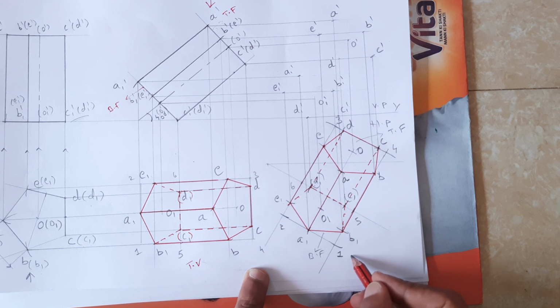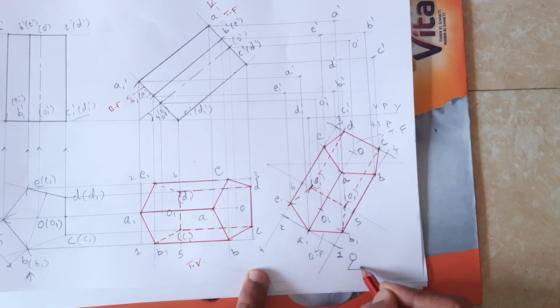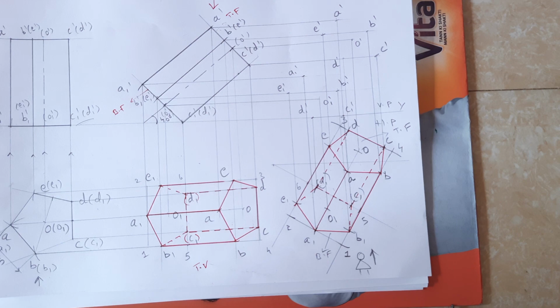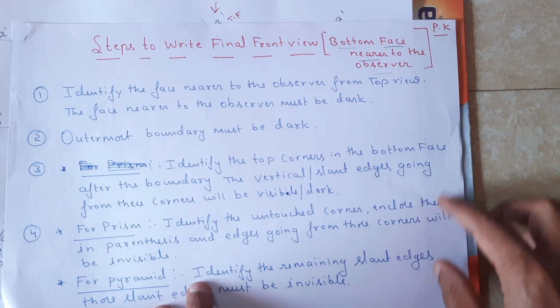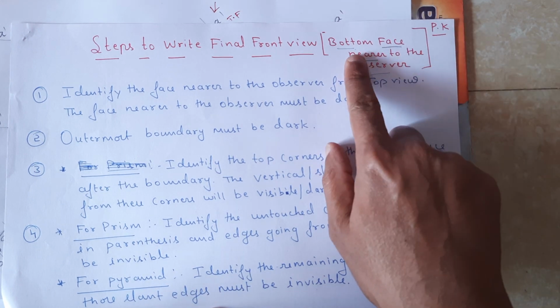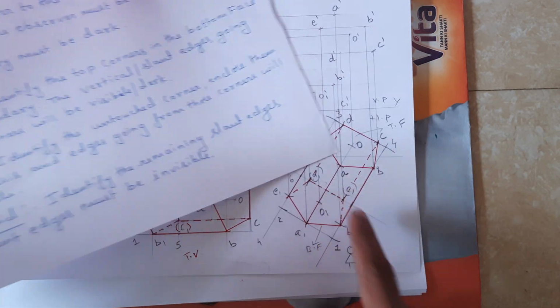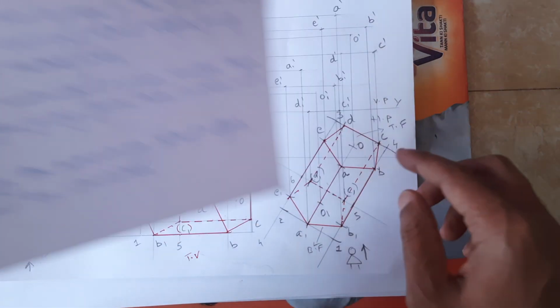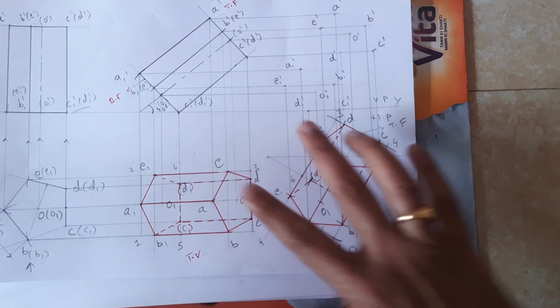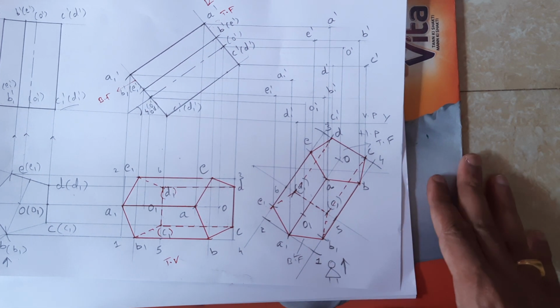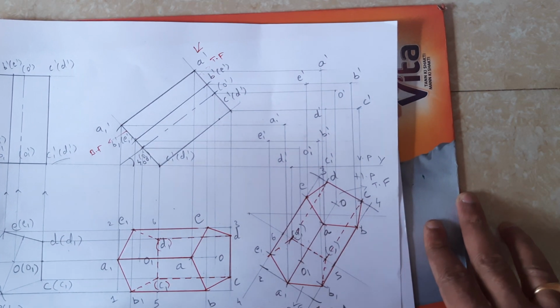So for this, the observer will be looking from this side. So to the observer, there are different steps. I will show you how to draw the final front view. The only thing is, these rules are applicable when the bottom face is nearer to the observer. So always try to write this in such a way that the bottom face is nearer to the observer. Then it will be very easy for you to follow these steps.